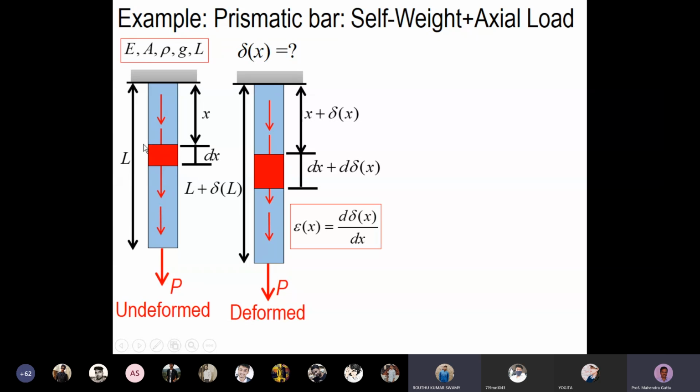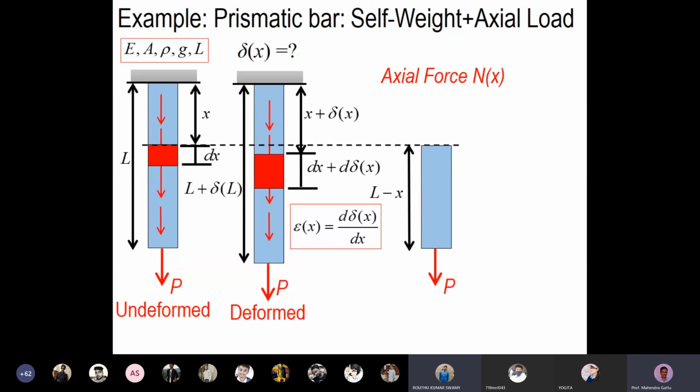Now we'll calculate the axial force at location x. What is the axial force at location x? We cut a cross section, and then we look into the free body diagram. In the free body diagram, we have our load P acting downward, and there is another force acting here which I have not shown. What is that force? It is also acting downward.